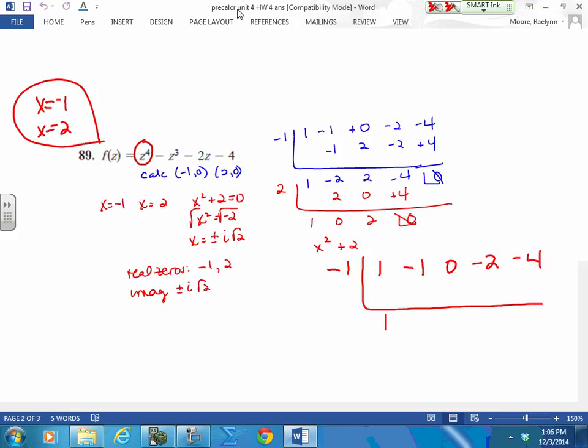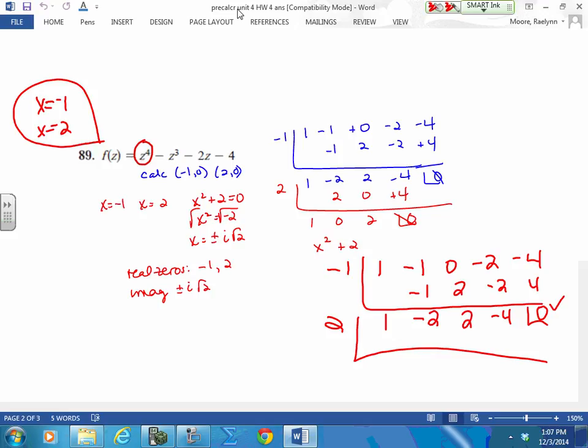What is 1 times -1? -1. Add it down. -2. So what is -1 times -2? 2. Add it down. 2. -1 times 2. -2. Add it down. -4. What is a negative times a negative? Positive. And this we knew had to become 0. Now, you're at x cubed. You took 1 away. You still can't factor. So find that other 0 and synthetically divide it again.